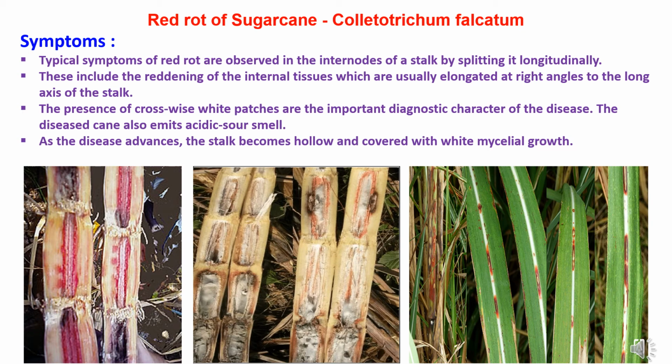These include the reddening of the internal tissues, which are usually elongated at right angles to the long axis of the stalk. The presence of crosswise white patches are the important diagnostic characteristics of the disease. The disease can also emit an acidic sour smell. As the disease advances, the stalks become hollow and covered with white mycelial growth.